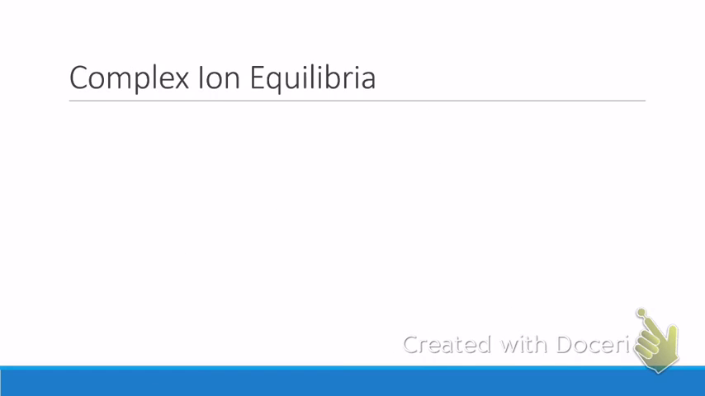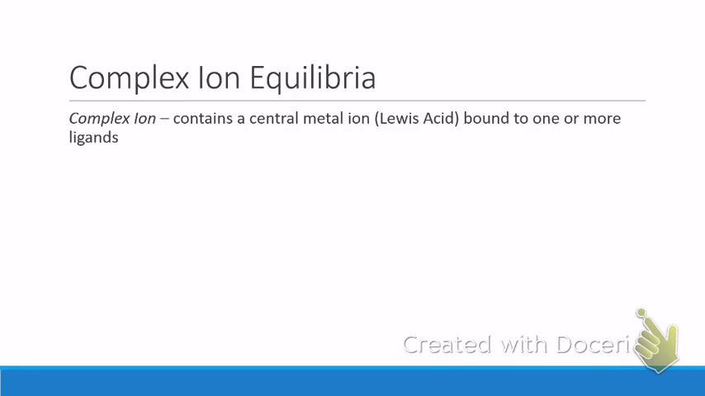So now we're going to shift gears a little bit and talk about complex ion equilibria. So first thing we need to talk about is what is a complex ion. A complex ion is an ion that contains a central metal ion, which is the metal acting as a Lewis acid, bound to one or more ligands. So you're probably asking now, well, what's a ligand? A ligand is a neutral molecule that acts as a Lewis base.